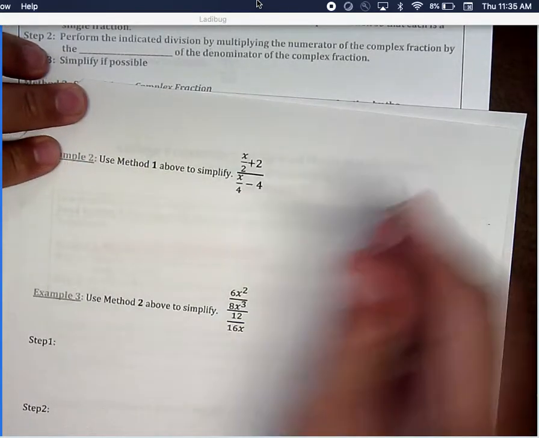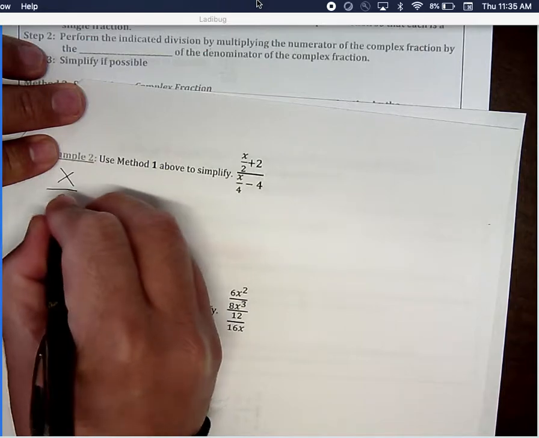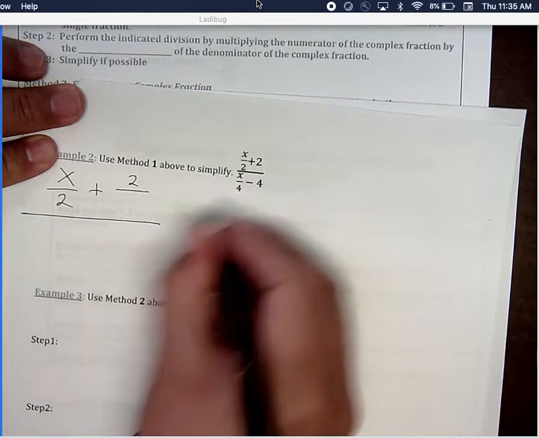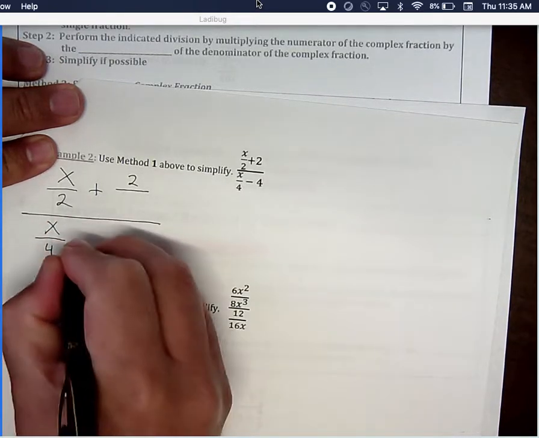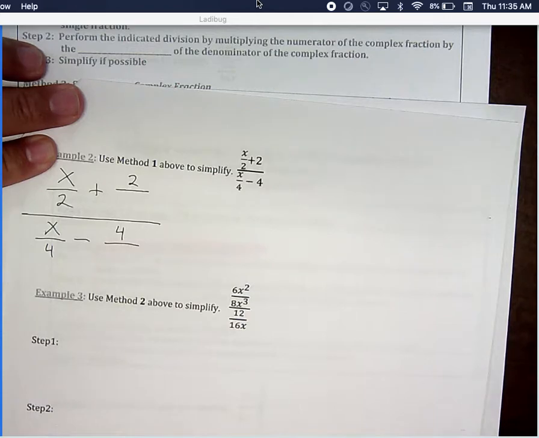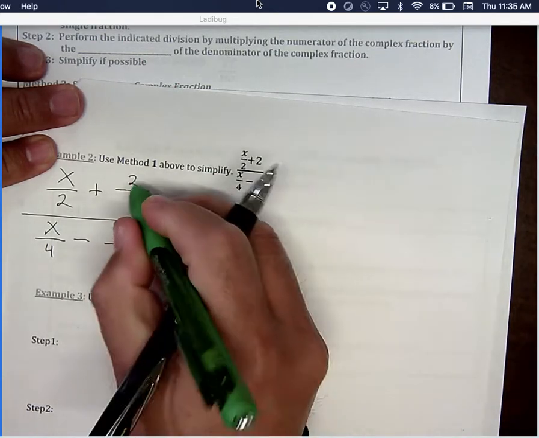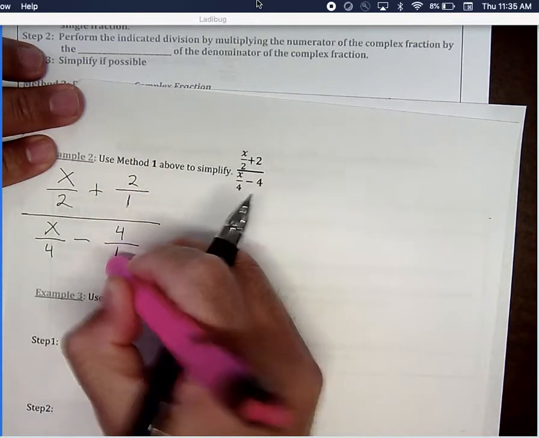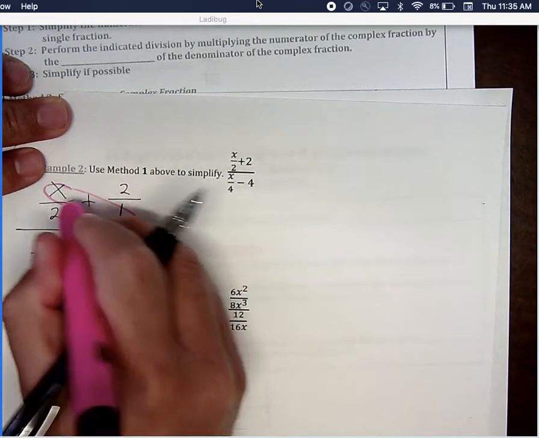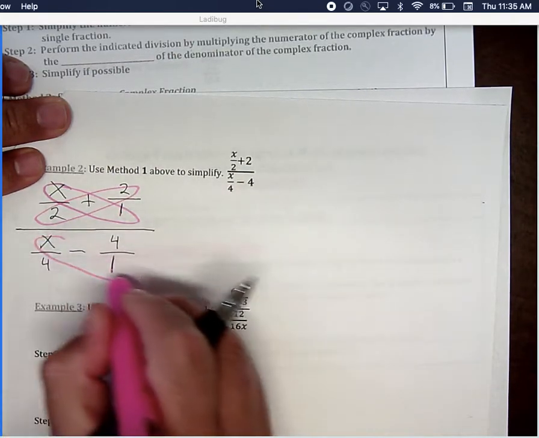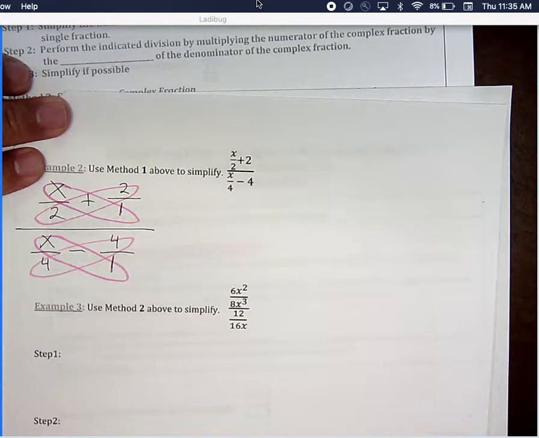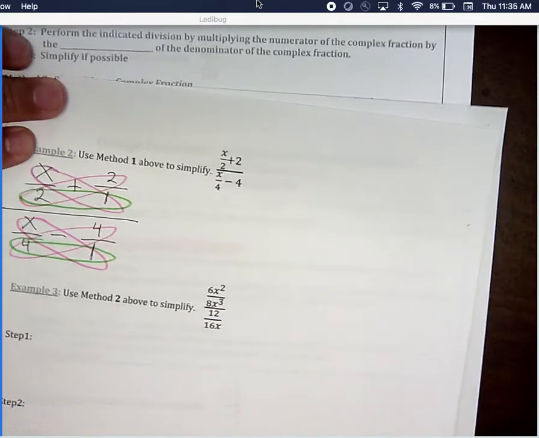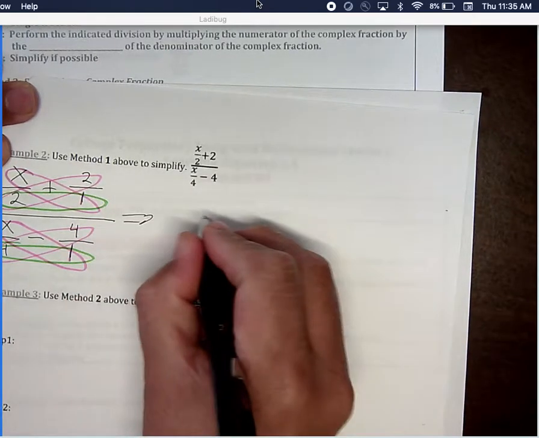It's more of the same, so let me rewrite it. x plus 2 over, and then the big line, x over 4 minus 4 over, and then you can write the 1 here. When you don't see a number here, I would write a 1 just so that it's easier. Then you're gonna do that butterfly thing, crisscross. Like that.